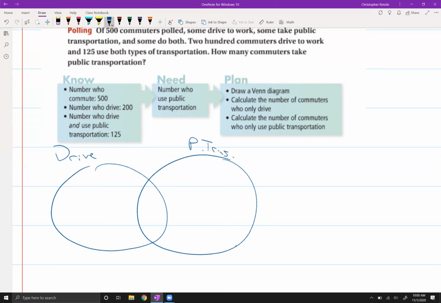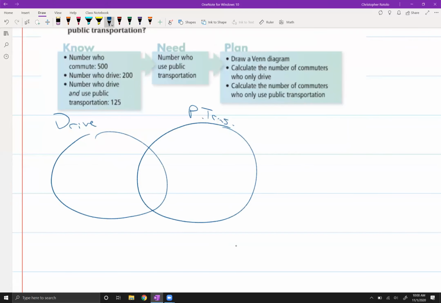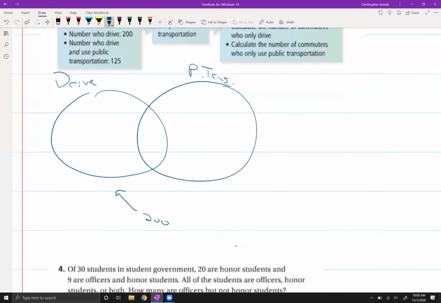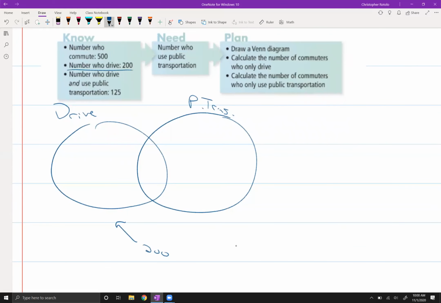All right, so what do we know? So this whole thing has to be 500. And out of the ones that drive, so that means this circle right here has to have 200 people in it, right? So that's information that we were given. It all has to be a grand total of 500. The number you drive and use public transportation. So that means this number here goes right in the middle, 125.